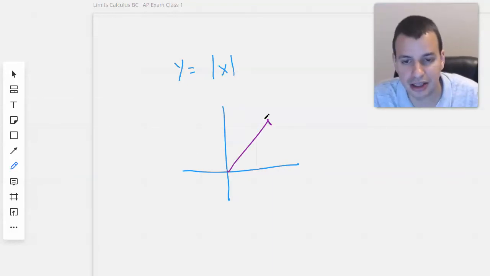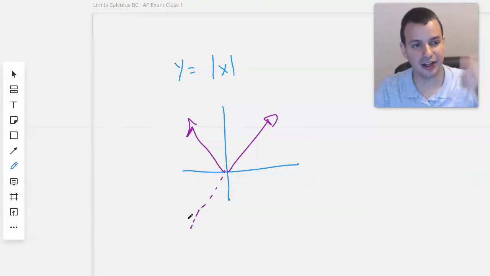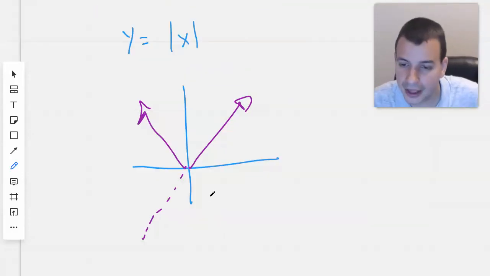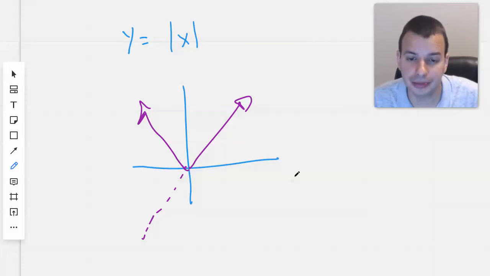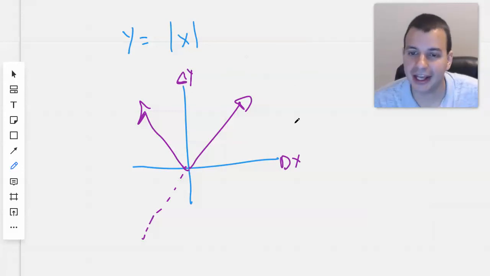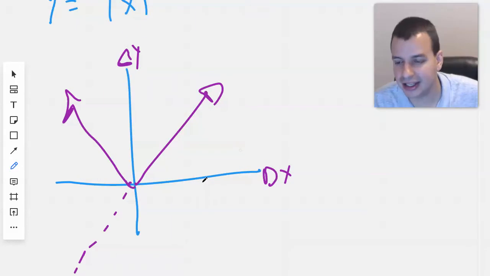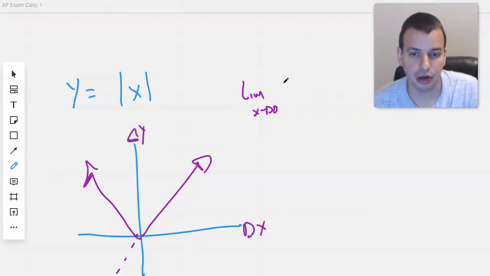So we have something that looks like this, and then we have something that looks like that. So y equals x goes straight, but since you take the absolute value sign, it flips it up, and so all the values are positive. This will be the x, this will be the y, and what we want to look at is the limit as x approaches 0 of the absolute value of x.